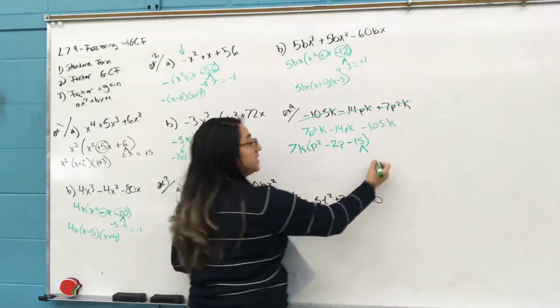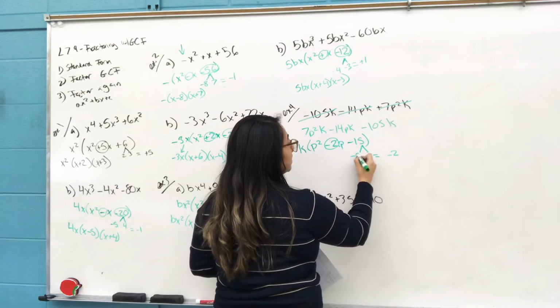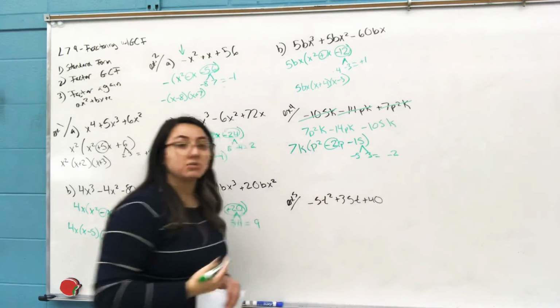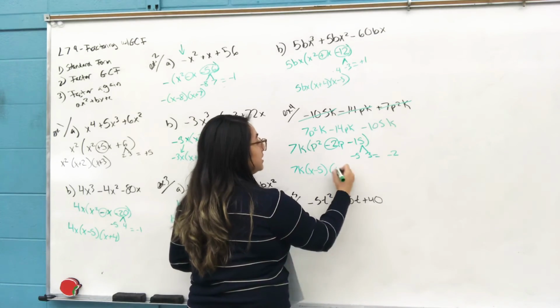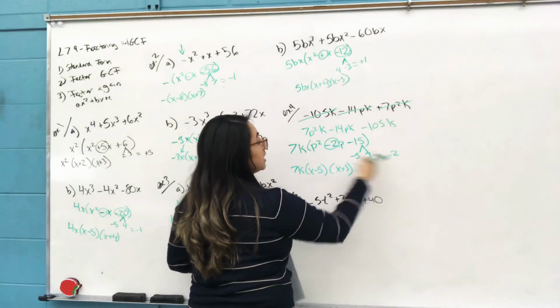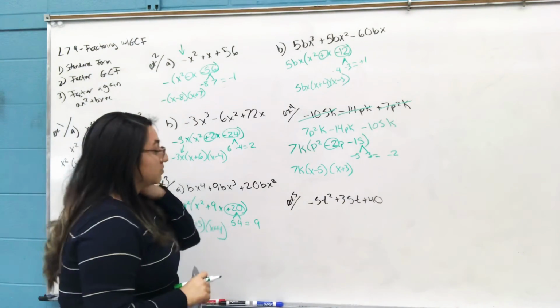Doesn't matter. They all work out the same way. Factors of negative 15 that equal negative 2. And that is negative 5 and positive 3. So then our answer will be 7k times x minus 5 times x plus 3 because it equals our b term. Example 5. Now we factor that very last one out.